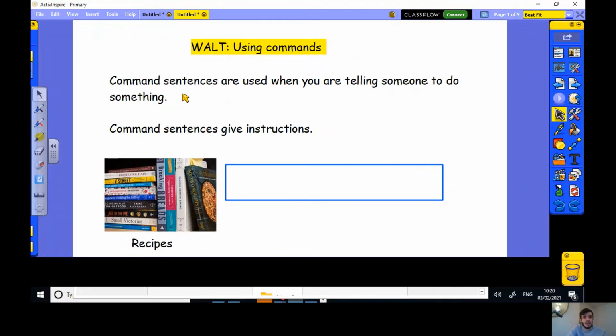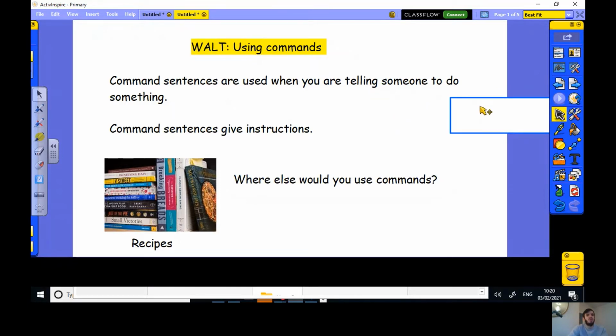Where you might see a lot of command sentences giving instructions might be in recipe books. If any of you have ever baked a cake with your mum or your dad, or cooked something with your guardians, you might use a recipe book, and within that it has commands, the instructions of how to cook a certain meal. I wonder where else you would use commands? Where else do you see commands? Feel free to pause the video now and tell me through the computer.